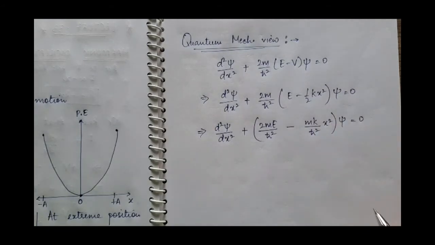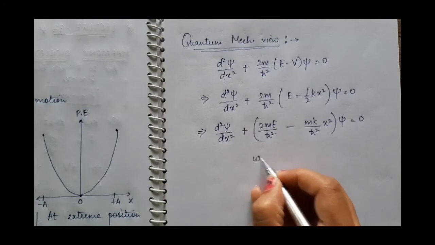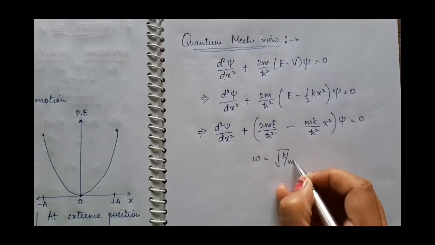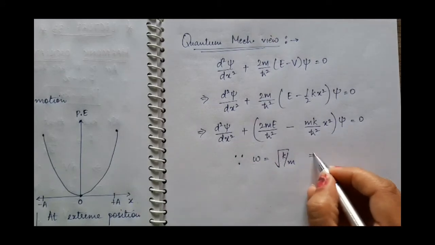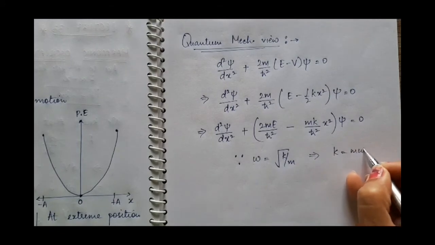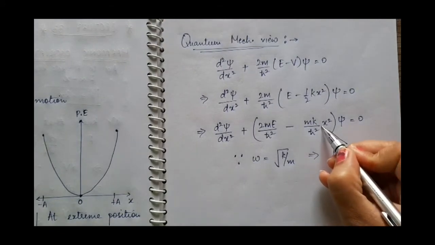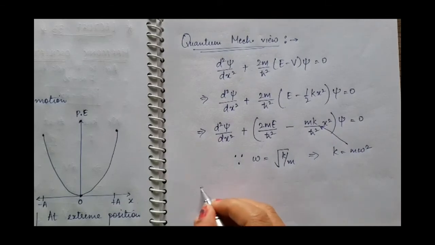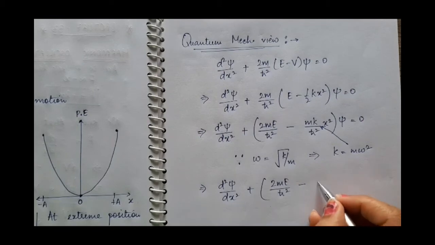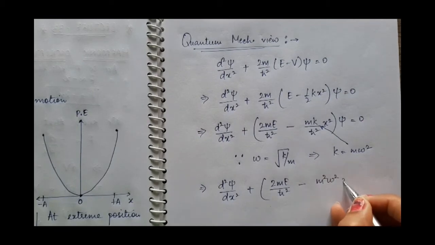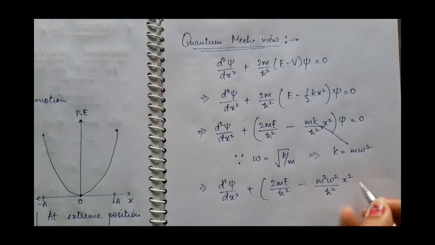And we have derived one value, that is omega is equal to root k by m. So because omega is root k by m, it implies k will be equal to m omega square. Put this value of k here, then you will get d square psi by dx square plus 2mE by h cut square minus m square omega square x square by h cut square psi is equal to 0.